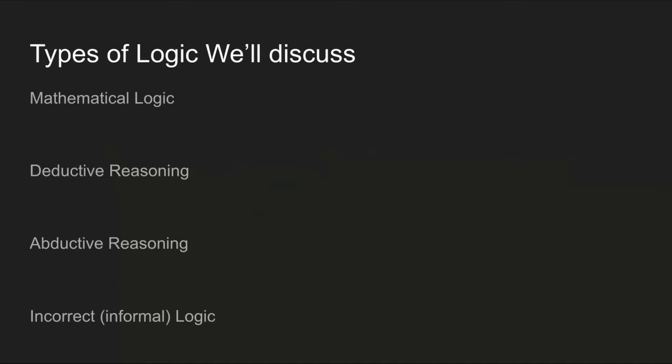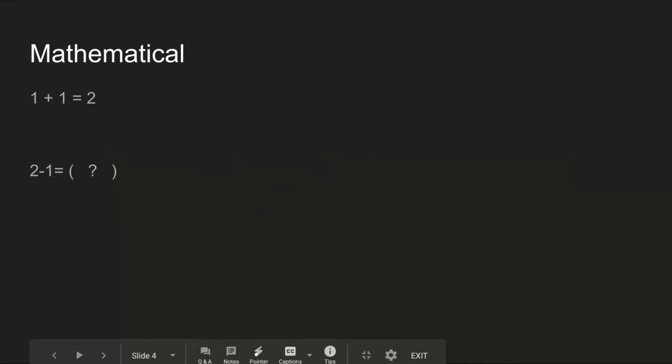The types of logic we'll discuss are mathematical logic, deductive reasoning, and its opposite, inductive reasoning, and then abductive reasoning. And finally, we'll take a look at some informal or incorrect logic. Mathematical. You know mathematical logic through the form of numerology. 1 plus 1 equals 2. Therefore, 2 minus 1 equals 1, right?